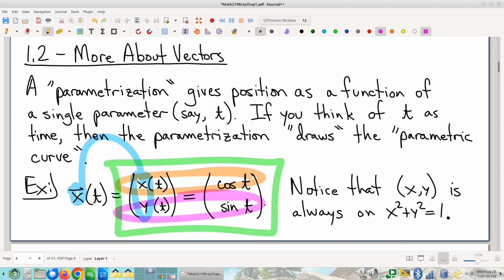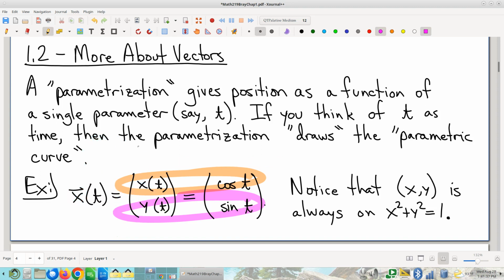Now, the natural next question that comes up is, okay, but what is this a parameterization of? What curve does this draw? Or we might say, what is the parametric curve described here? Now, how you identify the resulting parametric curve is not an algorithmic process. It is not a, here, just do this and that'll be the answer.